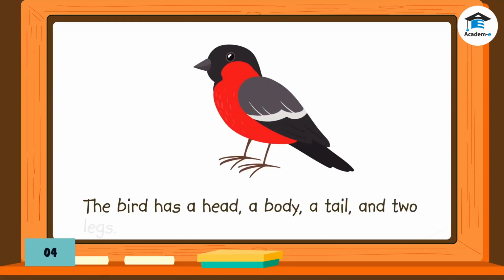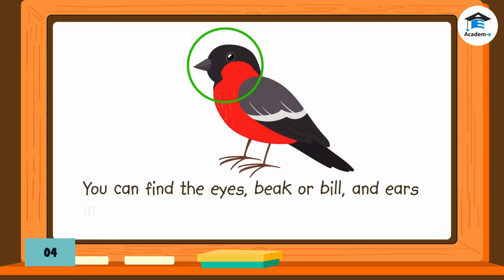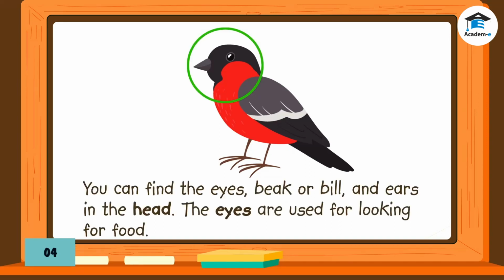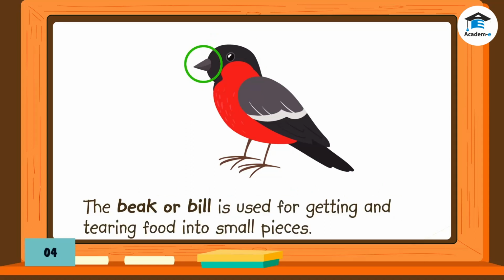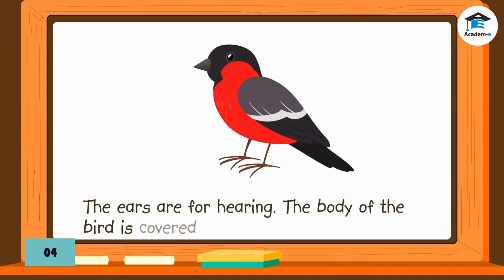The bird has a head, a body, a tail, and 2 legs. You can find the eyes, beak or bill, and ears in the head. The eyes are used for looking for food. The beak or bill is used for getting and tearing food into small pieces. The ears are for hearing.